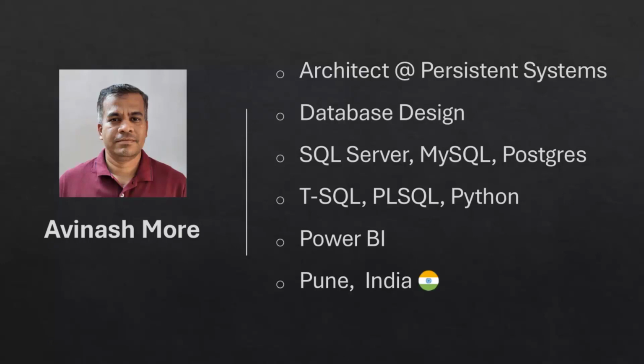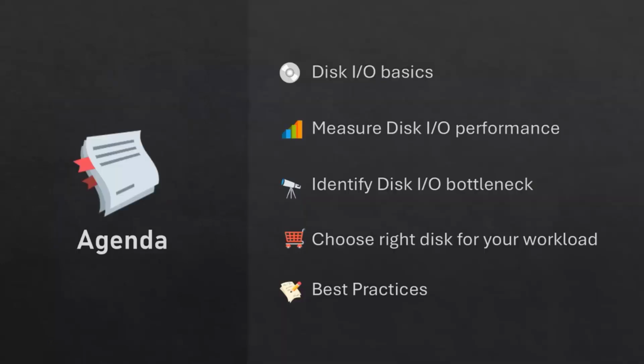That is why I want to talk about what the disk IO basics are that you need to know. Then how do you measure disk performance? How do you identify a disk IO bottleneck whenever there is a performance issue? And also, as Ben mentioned, this knowledge will help you make the right decision to select a disk based on your workload. And then I will go through some of the best practices that are suggested.